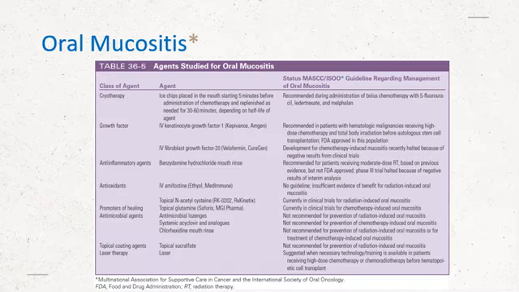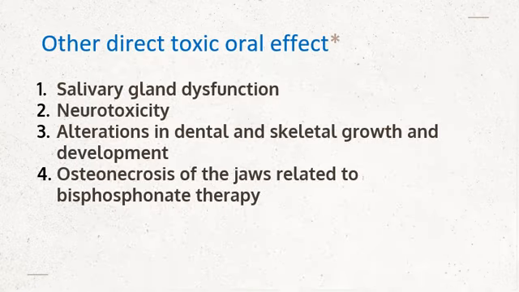So, this is the important table in your book. You have here the different agents studied for oral mucositis. Here are the agents and their status based on the guidelines regarding the management of oral mucositis. So, review this table. These are the agents we use for management of oral mucositis. So, it is your clinical guidelines.